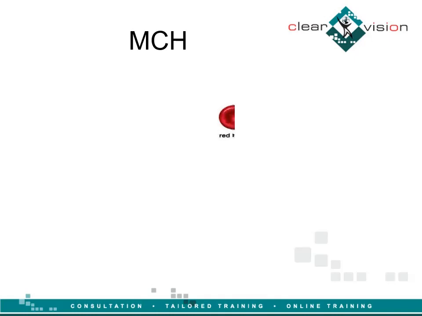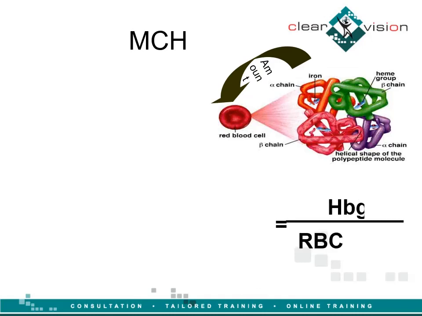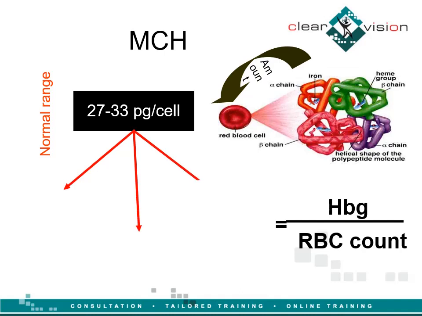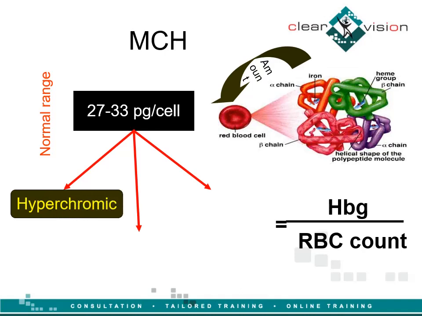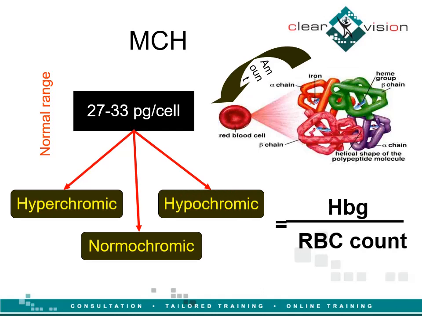Mean cell hemoglobin is the amount of hemoglobin per red blood cell. It's calculated by dividing hemoglobin by the RBC count. The normal range is between 27 to 33 picogram per cell. Based on the value of MCH, the following terminologies are used. If MCH is higher than the normal range, then it's called hyperchromic. If MCH is within the normal range, it's called normochromic. And if MCH is lower than the normal range, then it's called hypochromic.